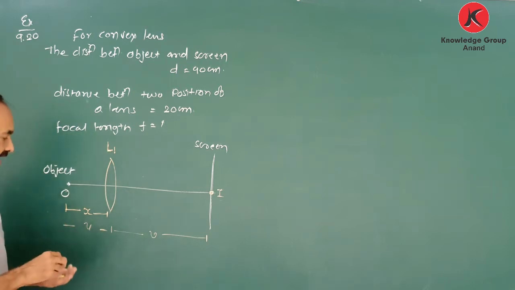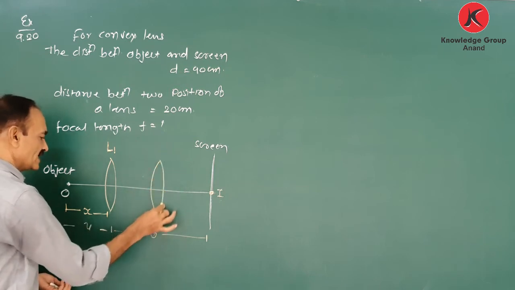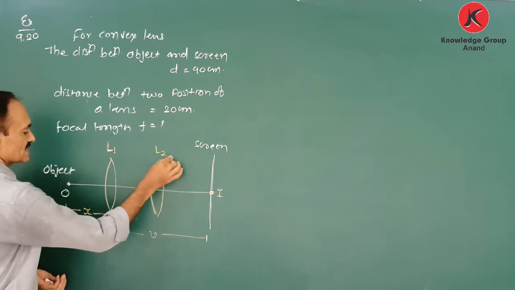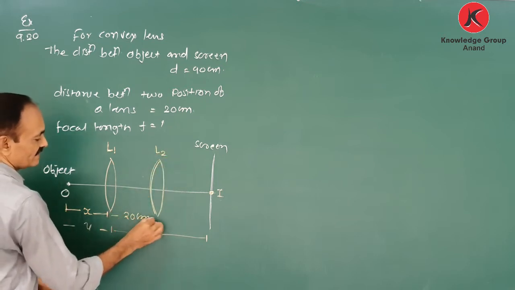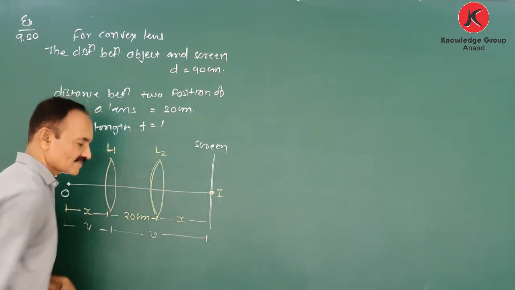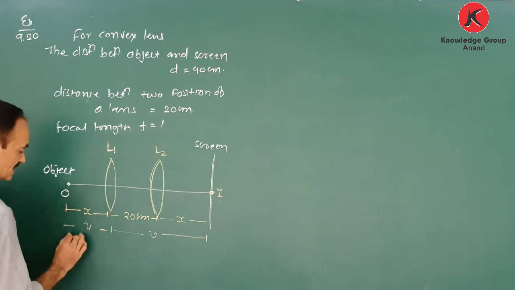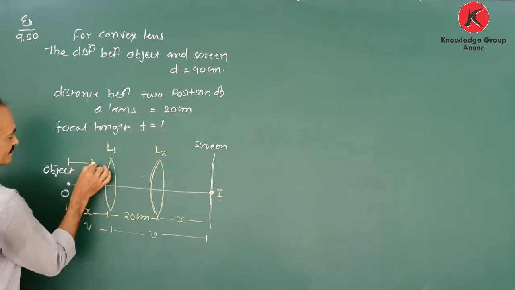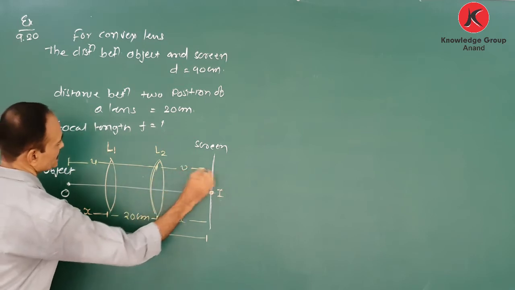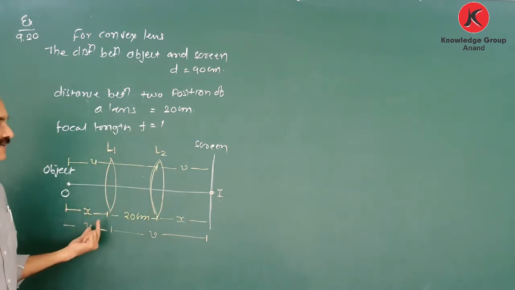So there is our u, and the remaining is our v. Clear this? Okay. Now, the second location of the lens is, suppose, separated by 20 centimeter distance from the first position. So there is the 20 centimeter. At that time, this distance also becomes x, and at that time this becomes our object distance and that is our image distance. In the second case, that is our first case. We have to find out the focal length of this convex lens.